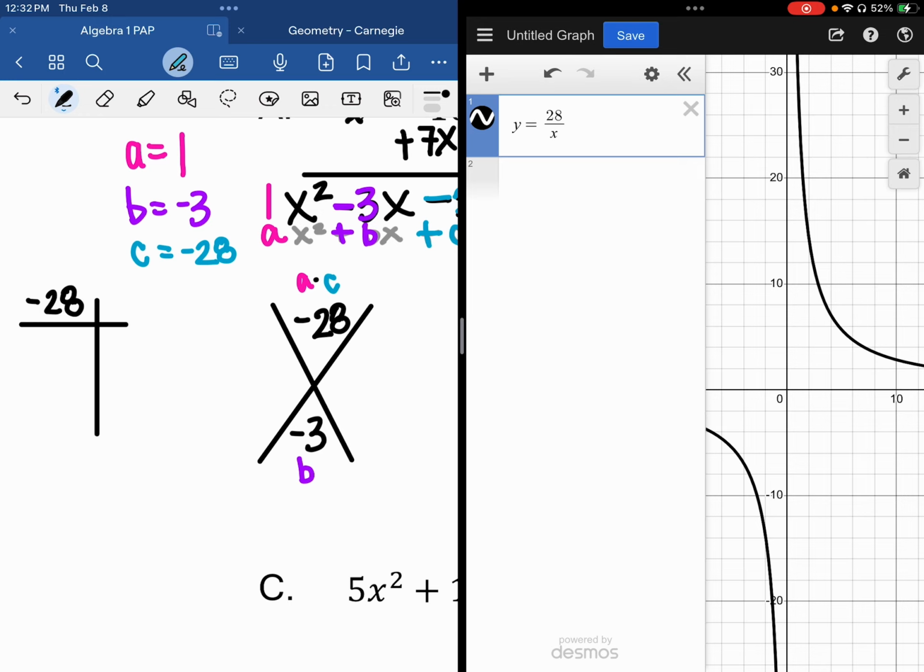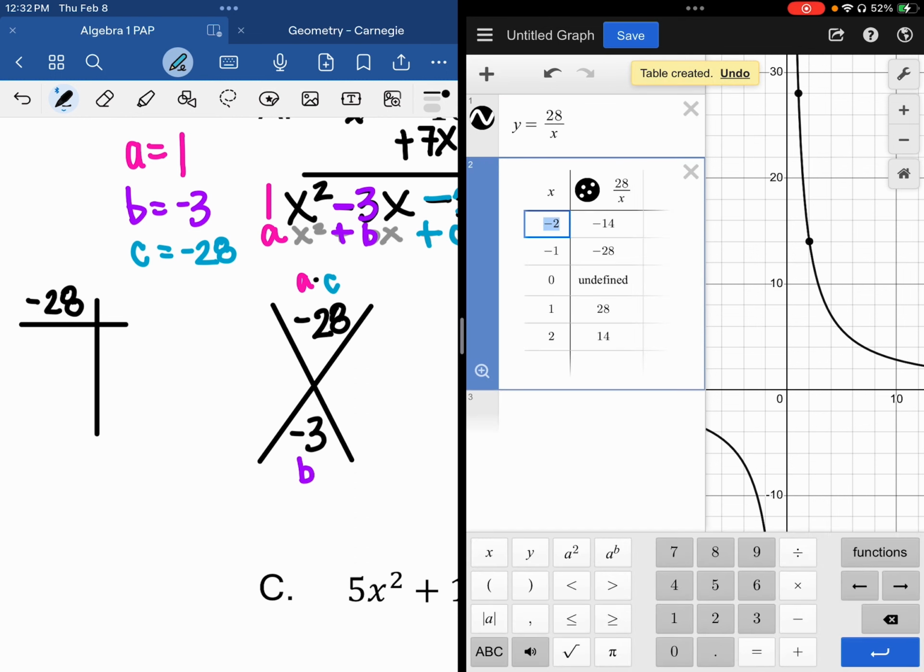And that's fine because my answers for my factors are in the graph, but I want to see them in the table. So I'm going to go to my table. Here we go. And I don't want these negative ones. I want to start here with +1. So I have +1 and +28. So 1 times 28 is 28. I also see right here that I have 2 times 14. So I'm going to do 2 and 14.